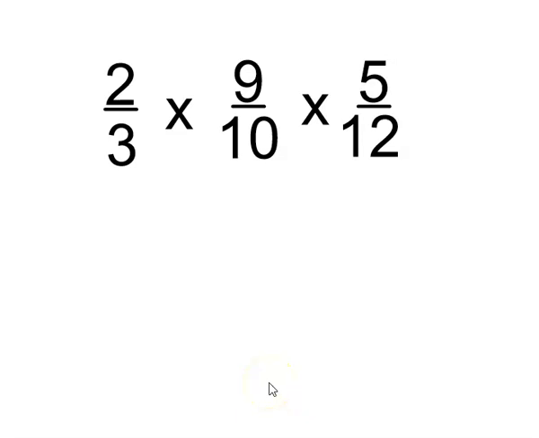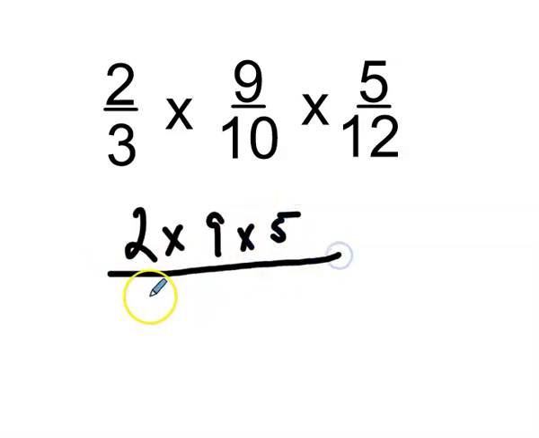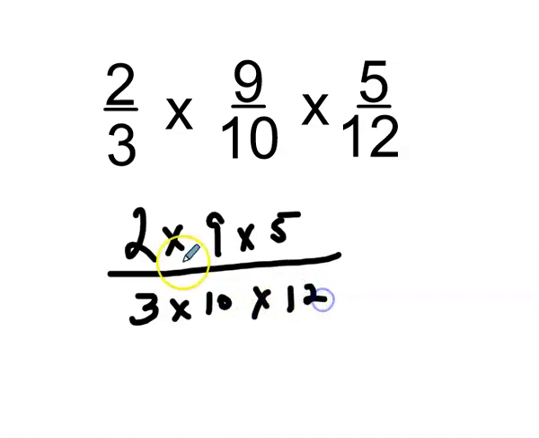Students struggle with reducing fractions. So it's easier when you're multiplying to actually reduce them before you multiply. If you go through this and look at 2 goes into 10, look at all of these numbers as 2 times 9 times 5 all over 3 times 10 times 12. It'll be a little easier for your child to see.